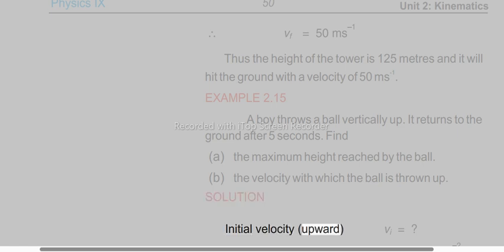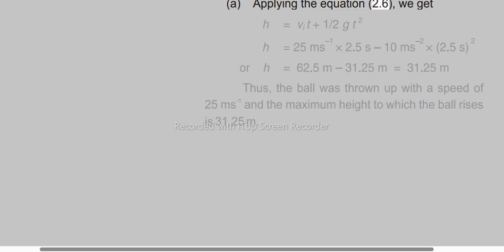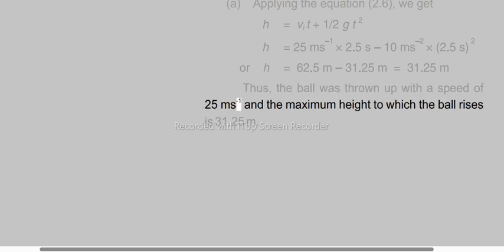Initial velocity, upward. Gravitational acceleration, time for up and down motion, velocity at maximum height. As the acceleration due to gravity is uniform, the time t taken by the ball to go up will be equal to the time taken to come down. B. Applying equation 2.5, we get. A. Applying equation 2.6, we get. Thus, the ball was thrown up with a speed of 12.5 m/s and the maximum height to which the ball rises is 31.25 m.